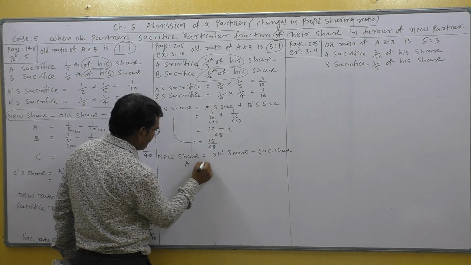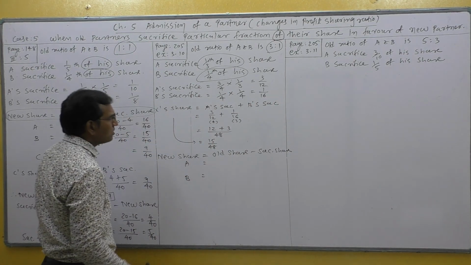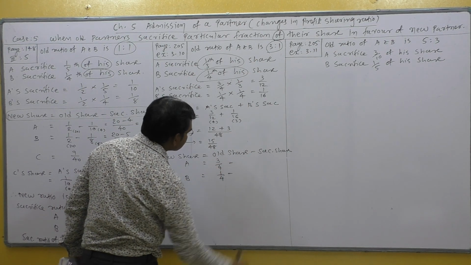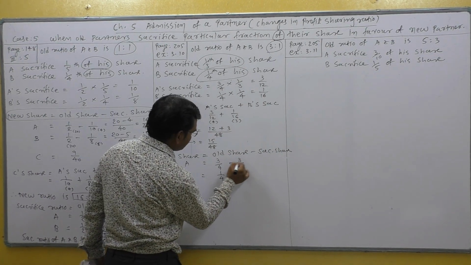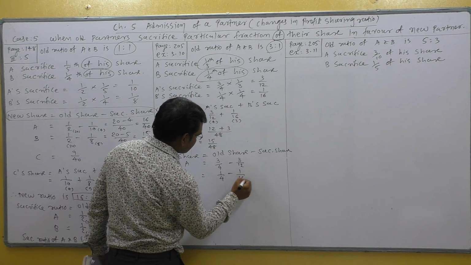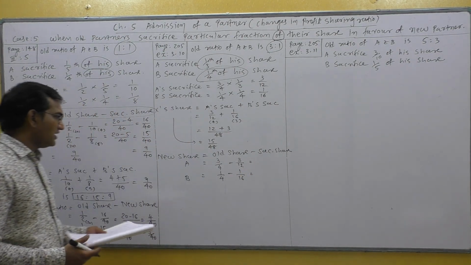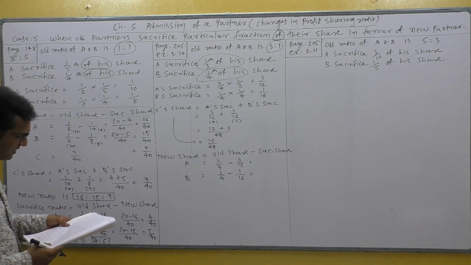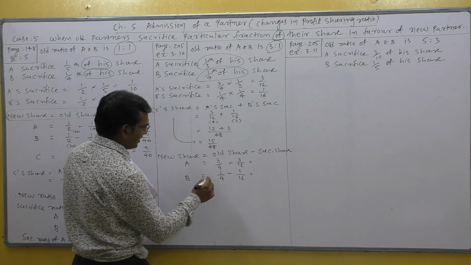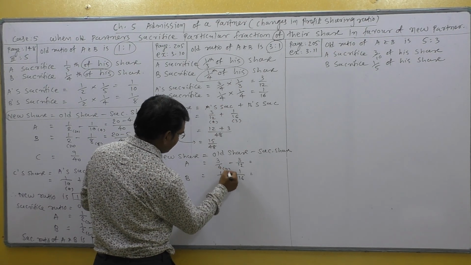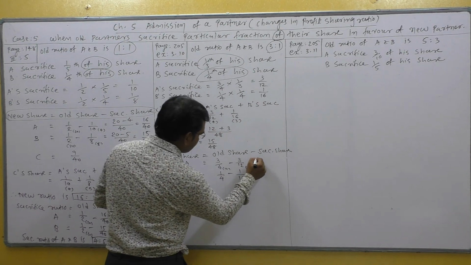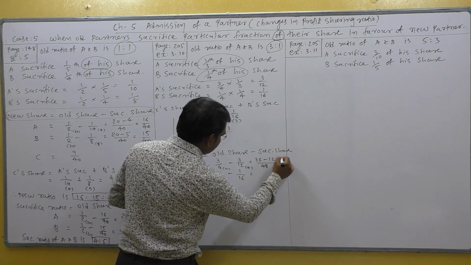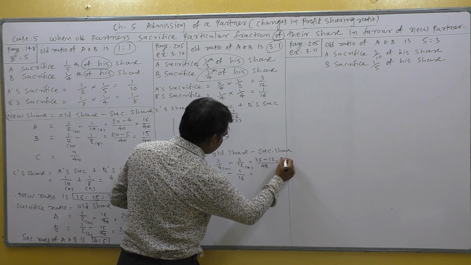Okay, A and B are the old partners. Their old shares are given here, 3 by 4 and 1 by 4, minus the sacrifice share. The sacrifice shares are 3 by 12 and 1 by 16. Here again the LCM is to be taken, 48, to make the denominators equal, right? So here 12, here 4. 12 3s are 36, minus 12, divided by 48, is equal to 24 by 48.